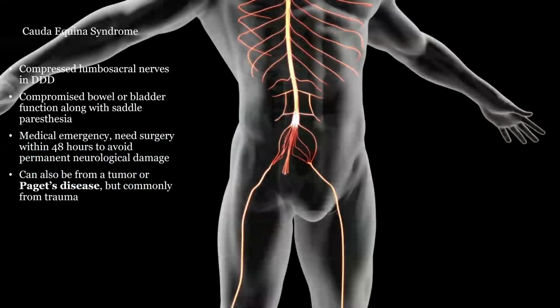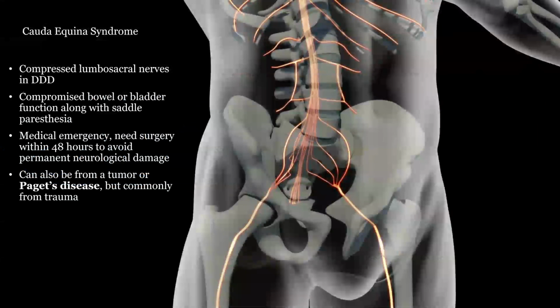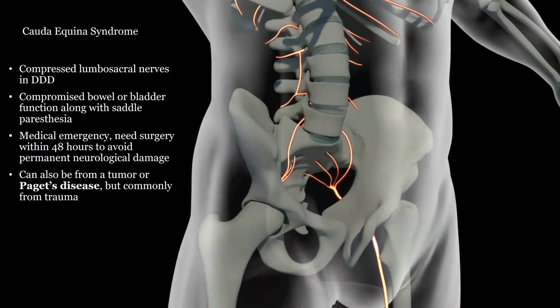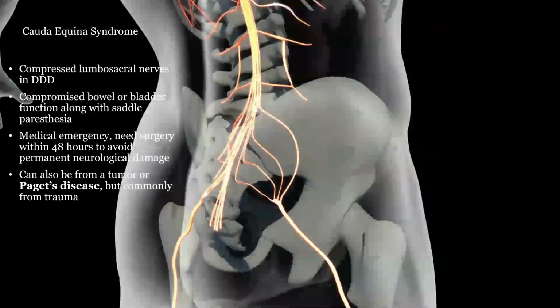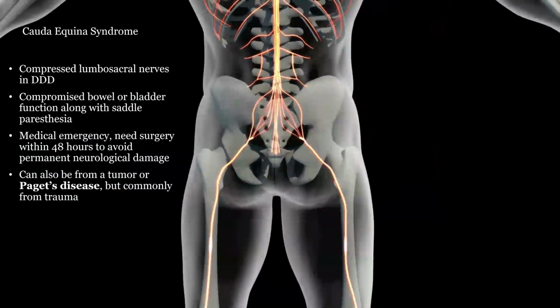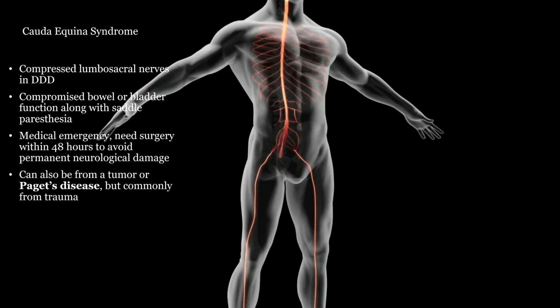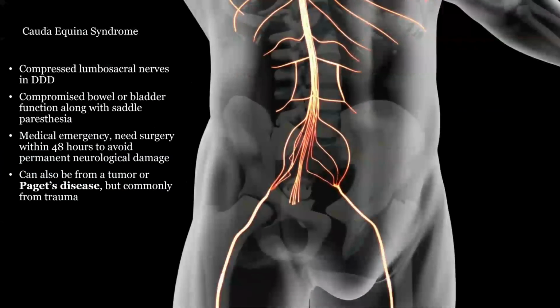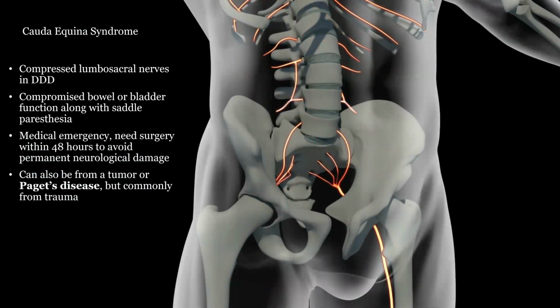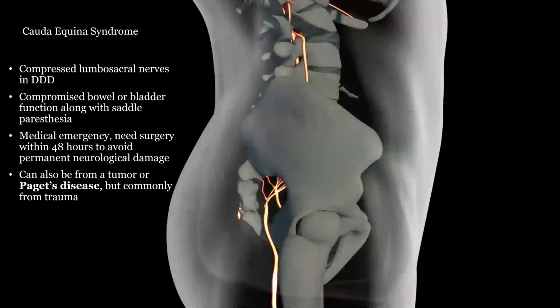Cauda equina syndrome is a surgical emergency. The patient needs surgical intervention within 48 hours to prevent permanent damage to the spine. This can come about slowly from degenerative disc disease or from a tumor growing, but most commonly this comes from a trauma like a motor vehicle accident. Patients will have bladder and bowel incontinence along with possible saddle paresthesia, which means they lose the feeling in the areas where their skin would touch a saddle if they were riding a horse.